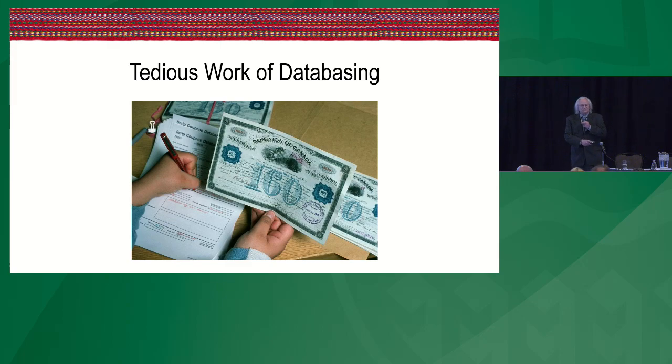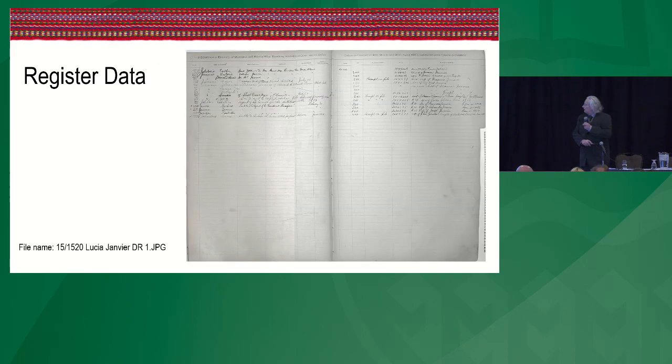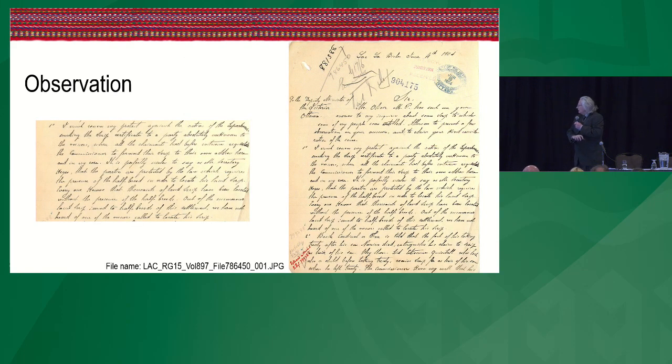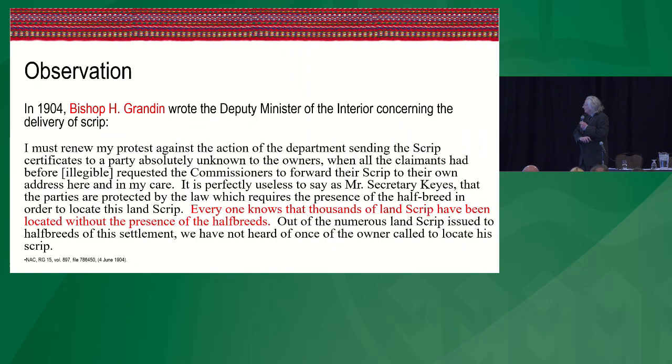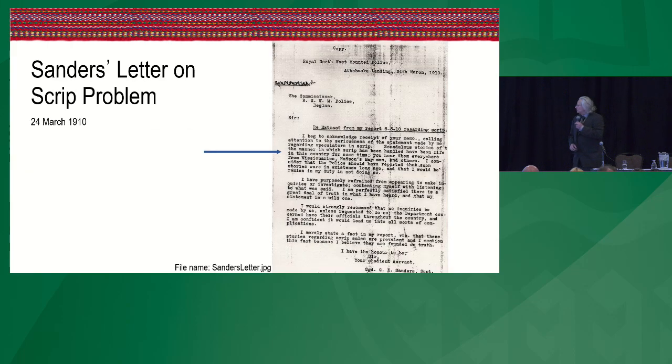So all this involves the tedious work of databasing, using register data, observations. This is from British Grandin, writing to senior people, Deputy Minister of Interior, 1904. Everyone knows that thousands of land script have been located without the presence of the half-breeds. Someone in authority is telling someone in authority this is happening.